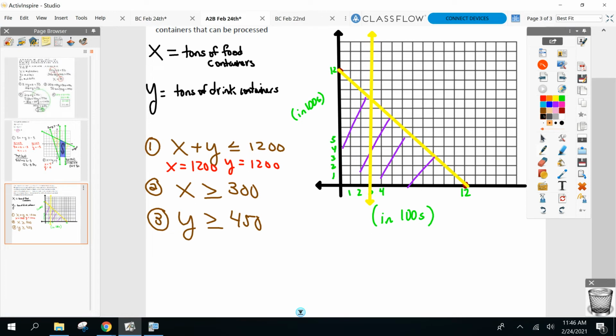And I did not follow my own rules from the last problem. I should have started labeling, huh? So I'll label the last one and I'll label this one while I'm here.